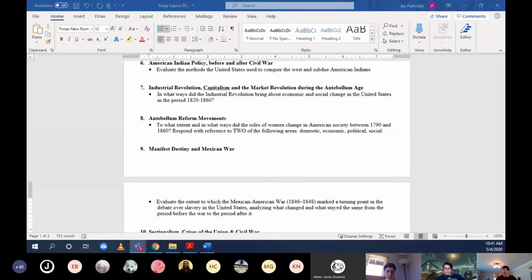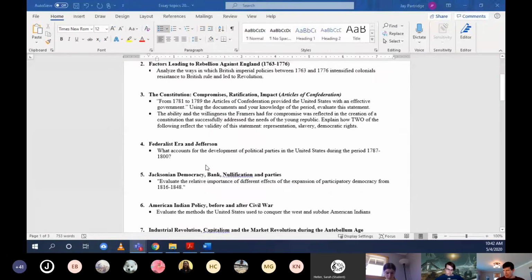This would be a good thing for me to talk about thesis statements down the road. But I'm going to give this out, and what I'd like everyone to do with this is go through these topics with your review packet. So for example, factors leading to the rebellion against England. That's a basic topic for the AP exam. Look at your, let me get this up here.